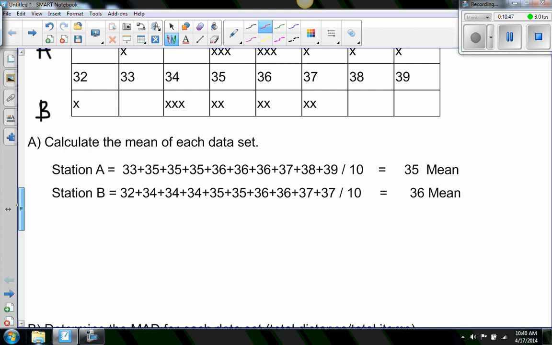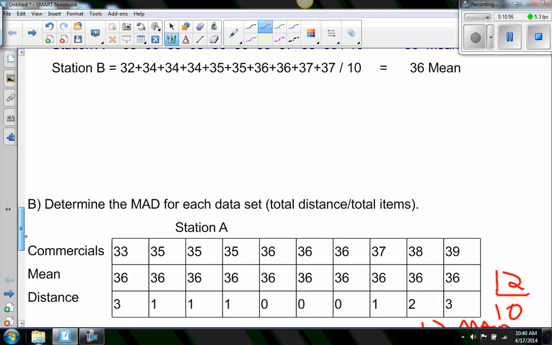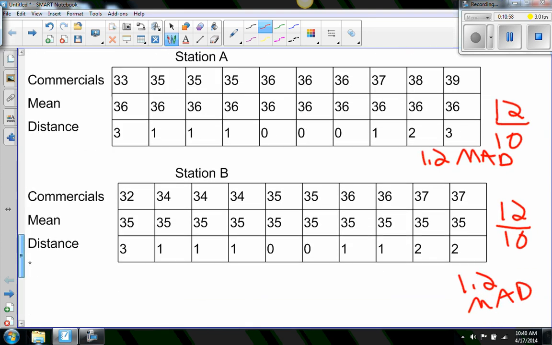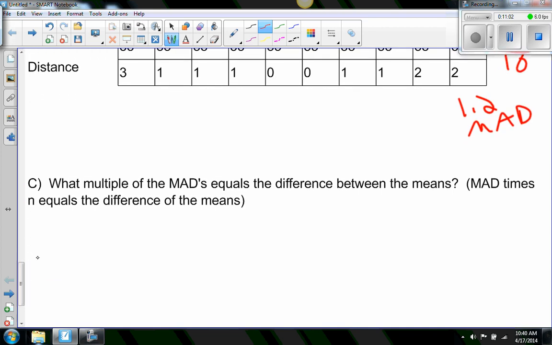So what does that mean? If you go way back up here and look, a multiple of more than 1 means little or no overlap. Okay. So then down here, the very last thing we can do with this, it says what multiple of the MADs, mean absolute deviations, equals the difference between the means. And in parentheses, I wrote how you're going to figure that out. You're going to take the MAD times n, and that's going to equal the difference of the means.